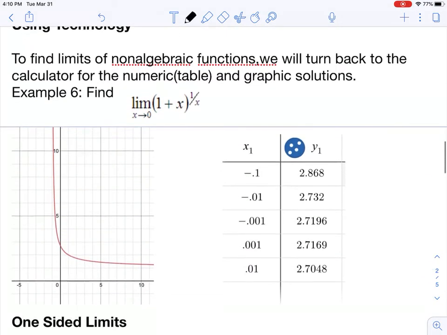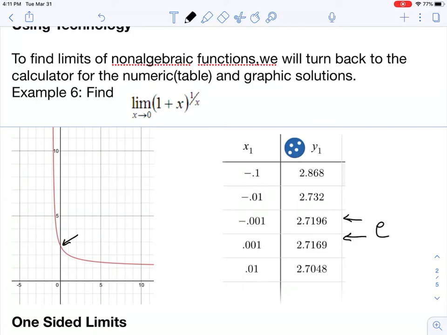And back. Here's my graph, and you can see as x approaches 0, it's 2 something. So it's better to look at the table on this one. And as I get closer and closer to 0, that's that 2.7 number. Does that ring a bell to anybody?